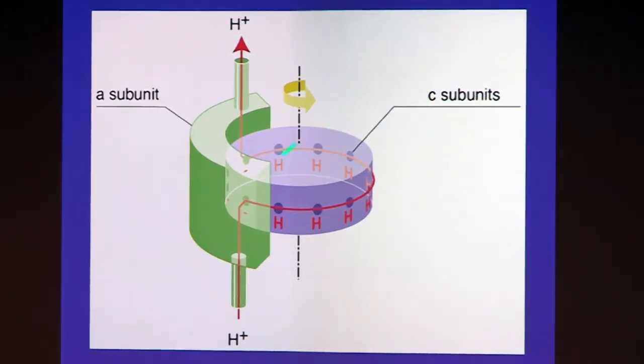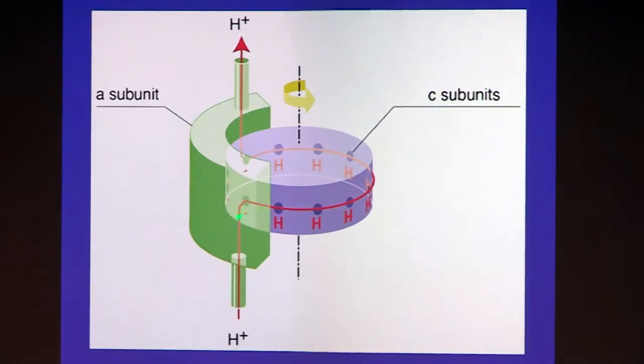Now, each time the ring has rotated through 360 degrees, and remember, it's attached to the rotor, you've turned the rotor through 360 degrees, and from the 3 catalytic sites up here, you produce 3 ATP molecules.